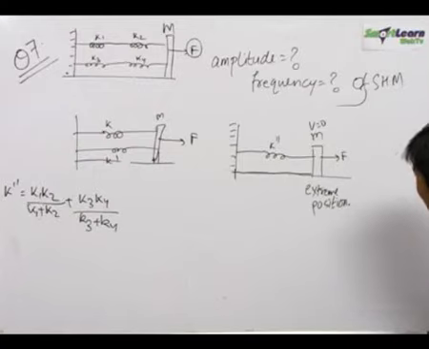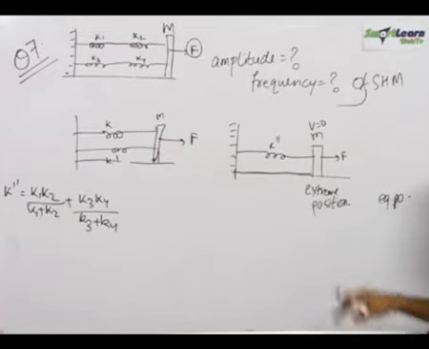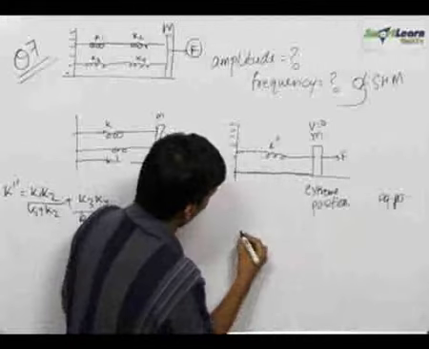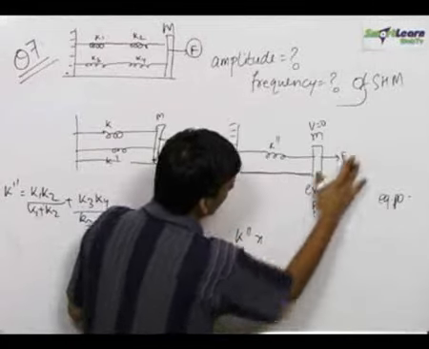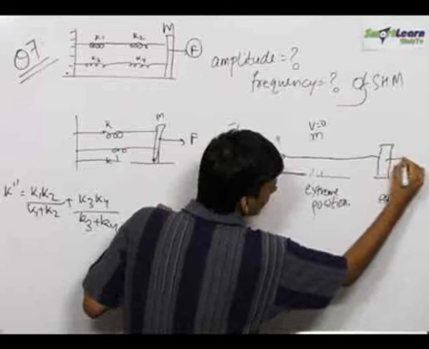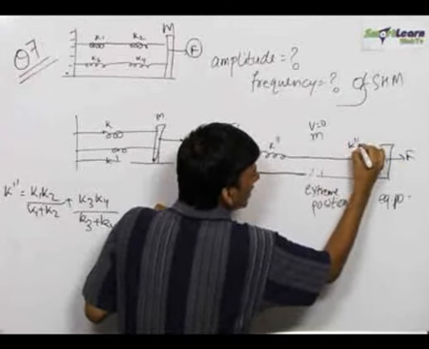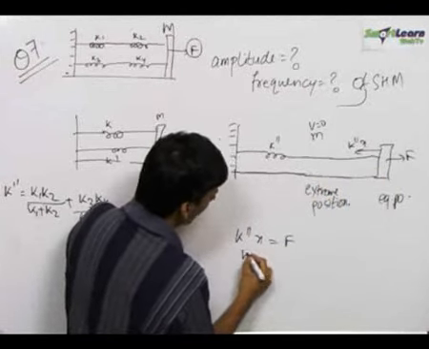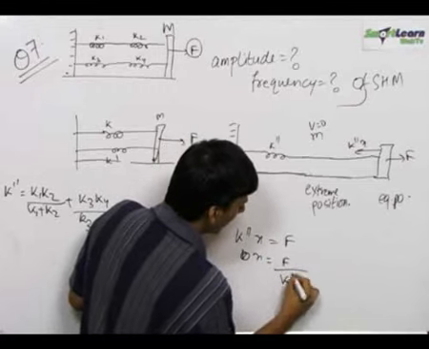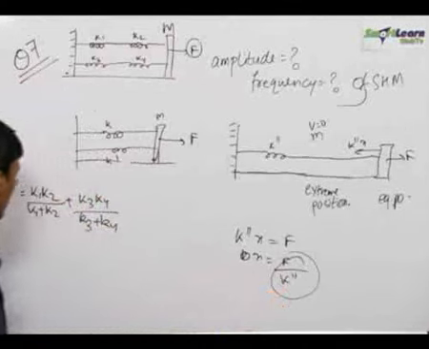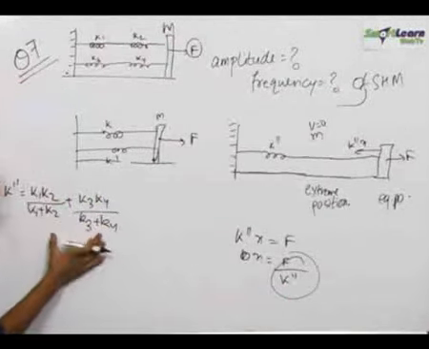Now we need to find out the amplitude. For that, let us find the equilibrium position, and we know that the distance between the equilibrium position and the extreme position is equal to the amplitude. Therefore, at the equilibrium position, K double dash into X, that is, this will be displaced by some amount X such that the net resultant force becomes 0. Therefore, K double dash X becomes equal to F. Therefore, X becomes equal to F upon K double dash. So we get the answer for the amplitude of the SHM to be F upon K double dash, which is equal to F upon this quantity.